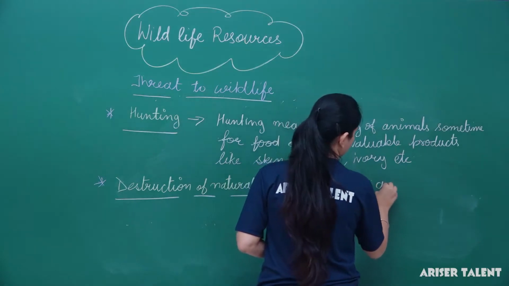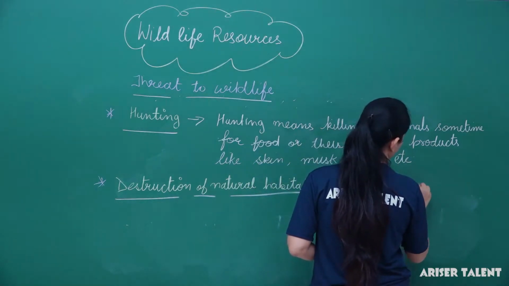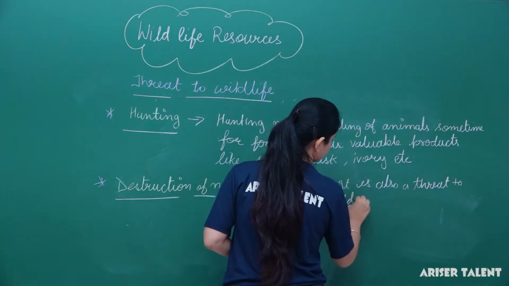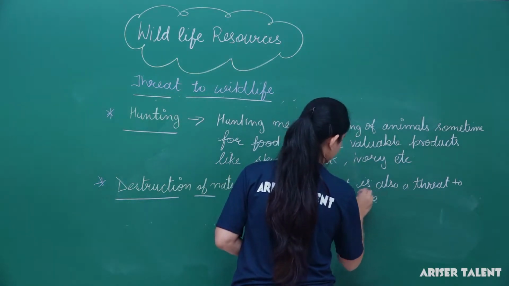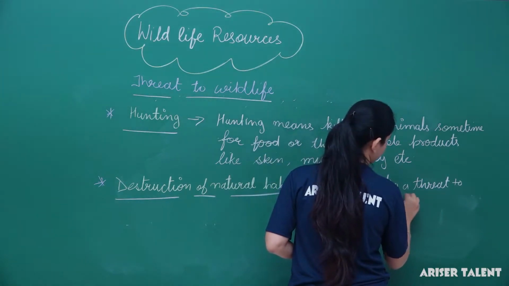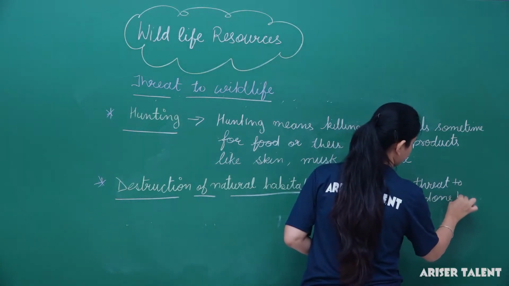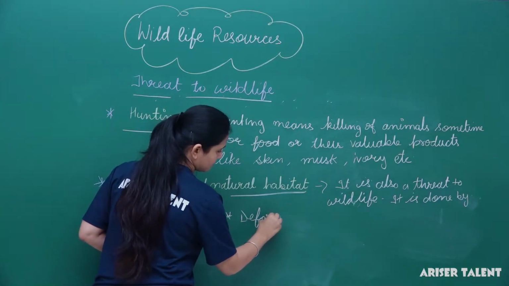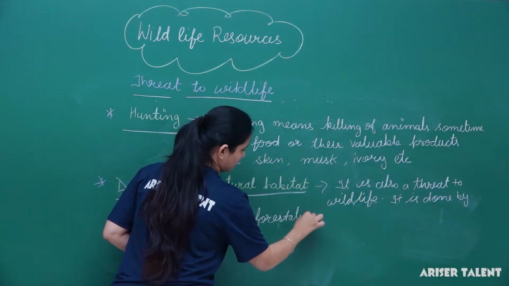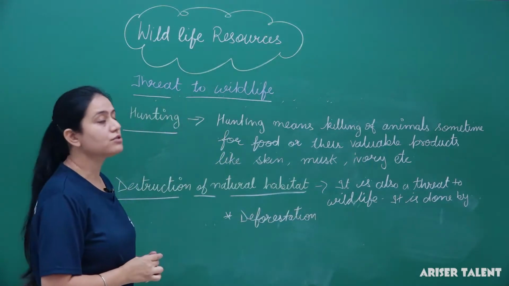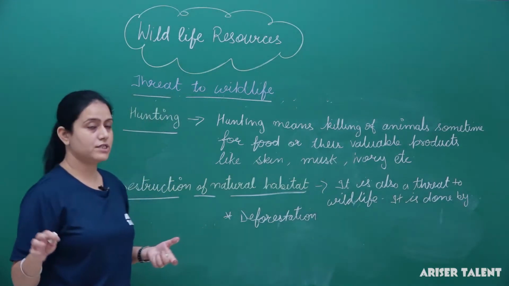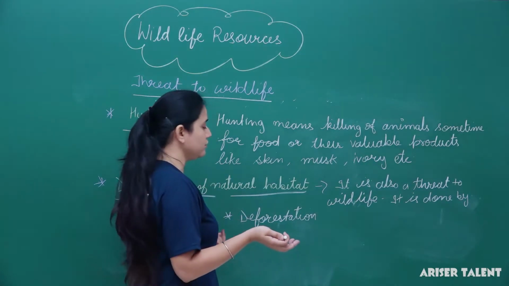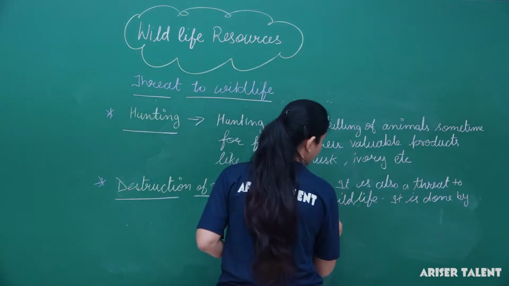is also a threat to wildlife, and it is done by deforestation. I told you in my previous lecture also, deforestation means destruction of forest. When we cut a large number of trees and convert the area into desert, it is known as deforestation. Besides it, pollution.